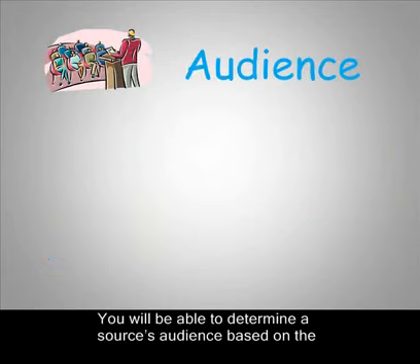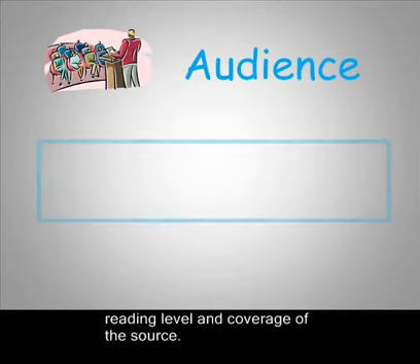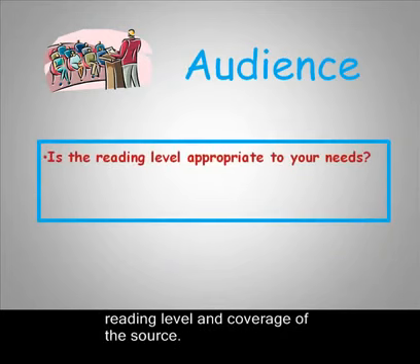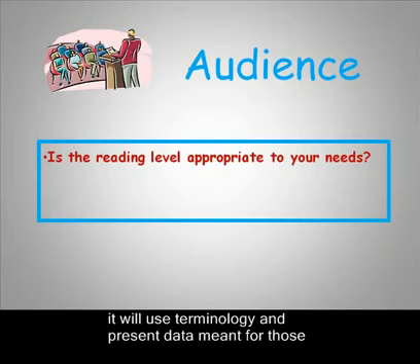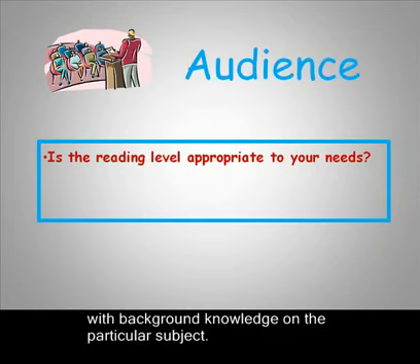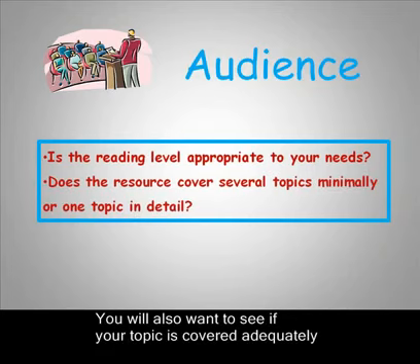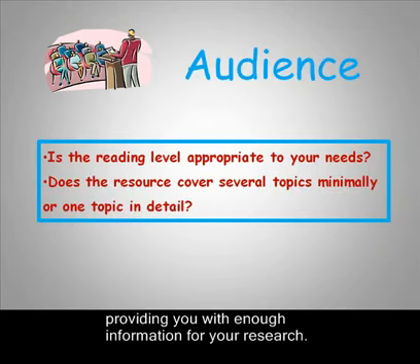You will be able to determine a source's audience based on the reading level and coverage of the source. For example, if a work is targeted for an academic audience, it will use terminology and present data meant for those with background knowledge on the particular subject. You will also want to see if your topic is covered adequately, providing you with enough information for your research.